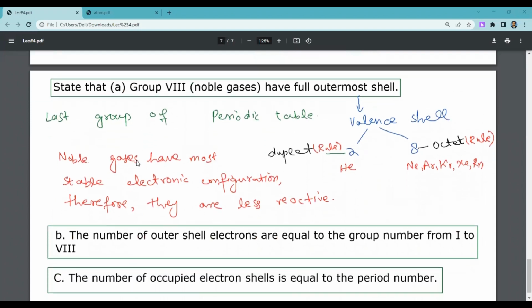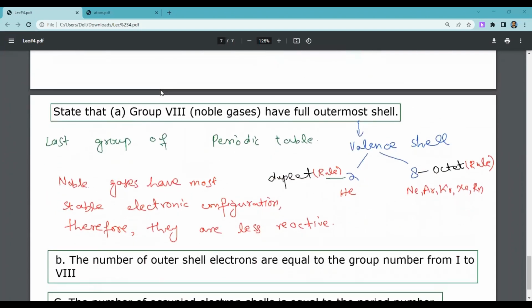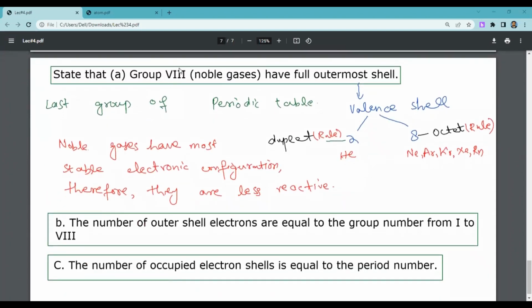Here some questions are also included in 2.2 related to the periodic table. We will also discuss the periodic table in detail in the next chapter. State that group 8 of the periodic table, which are the noble gases, have a full outermost shell. What is meant by group in the periodic table and what is meant by period?